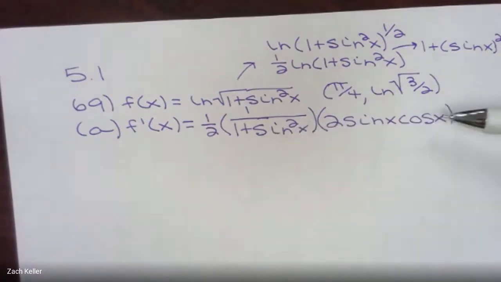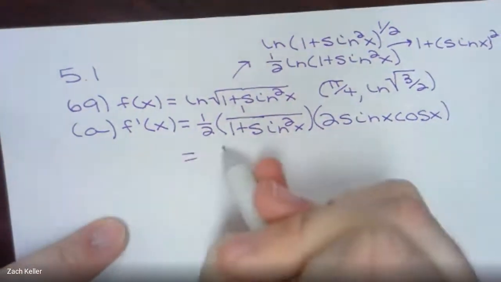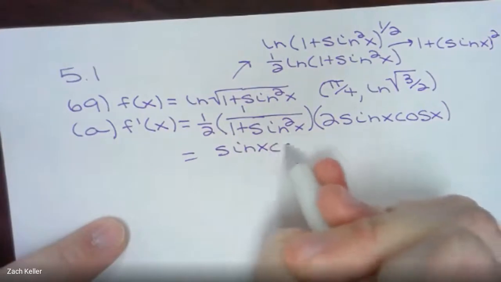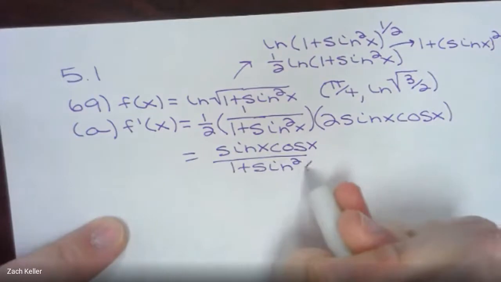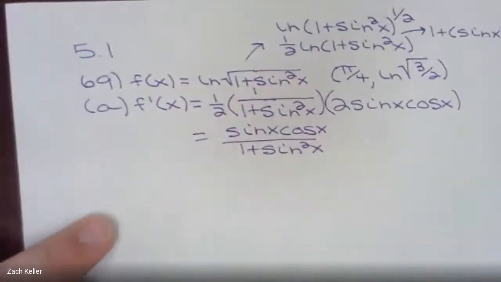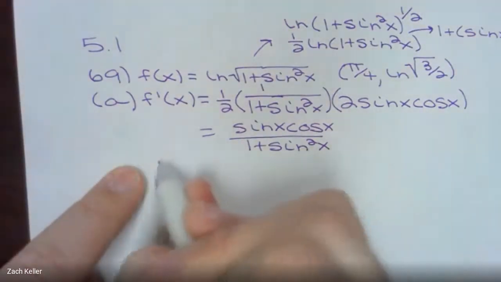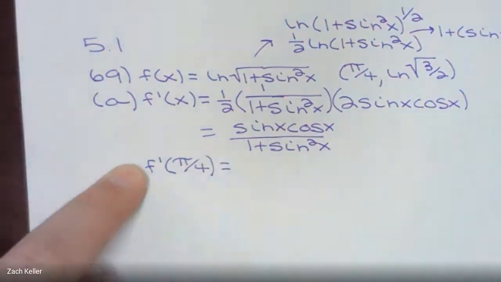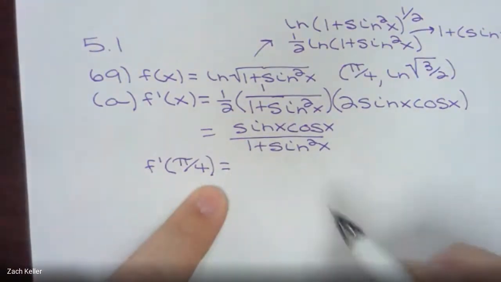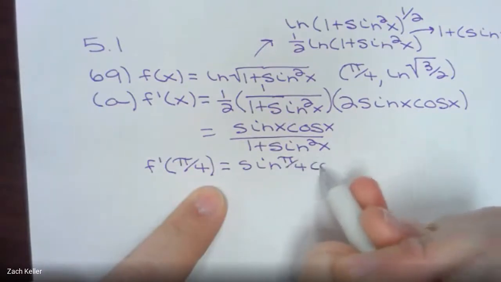So this would be the derivative, and you can do a little bit of simplification. The 1/2 and the 2 cancel, so that would be written like this. And then to find the slope, we need an actual number. So I evaluate that derivative at pi over 4. I'm going to take pi over 4 and plug it into the first derivative. So sine of pi over 4 times cosine of pi over 4.